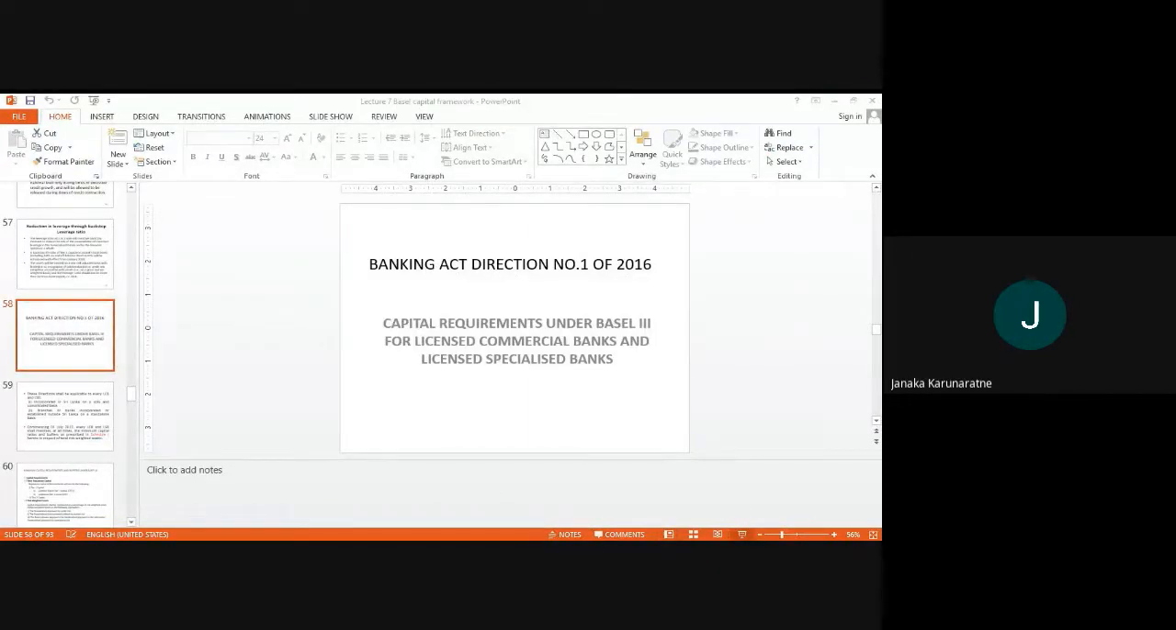Can you see this slide? Yes, sir. Okay, Basel 1. Banking Act Direction number 1 of 2016. Yes, the heading is Banking Act Direction number 1 of 2016. Okay, now it is moving, no? Yes.